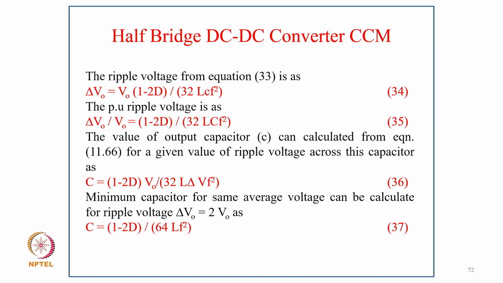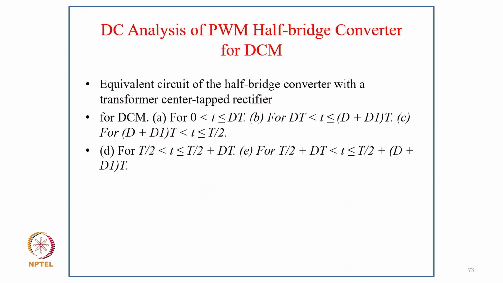So the minimum capacitor for the same voltage can be calculated by taking delta V equal to V0. So C equals (1 minus 2D) divided by 64 Lf squared.